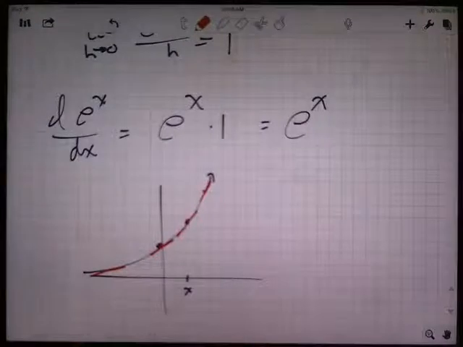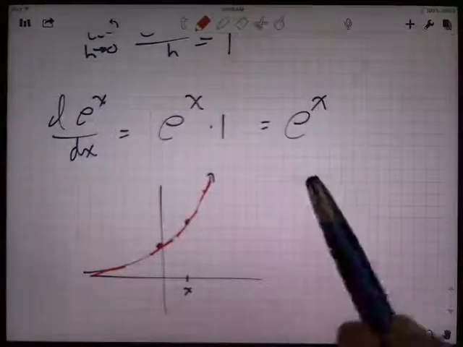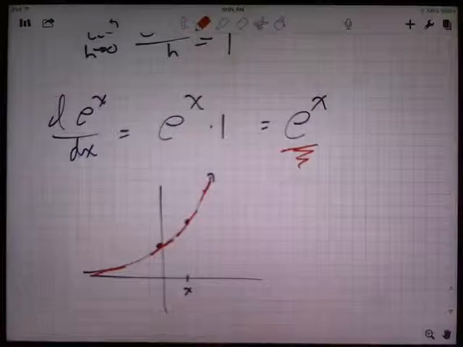There you go. There's the derivative of exponential functions with the star being e to the x. The derivative of e to the x is e to the x.